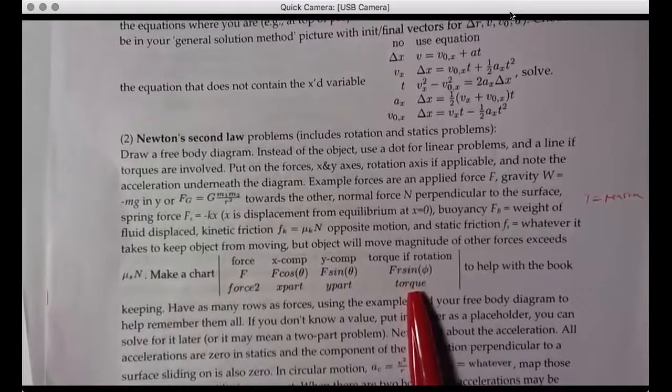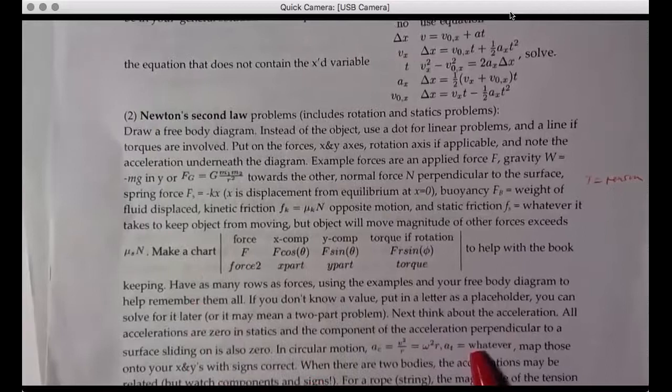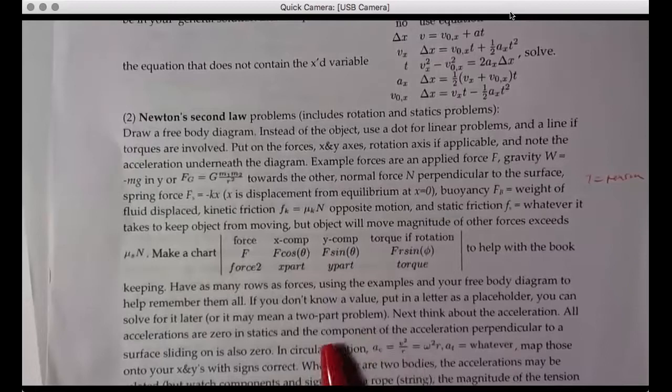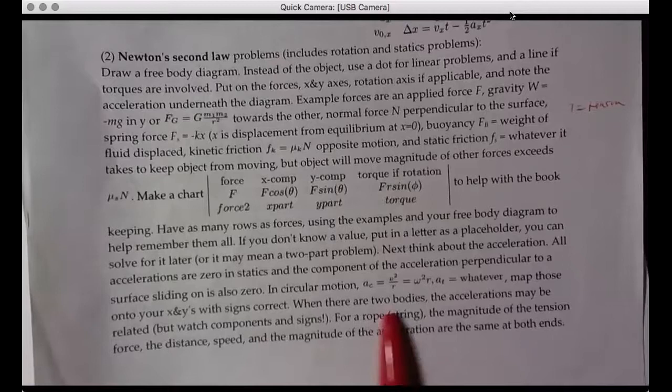And then you go looking around the problem for, okay, what are these accelerations said to be equal to? Well, remember that if you're on a flat surface, you're not bouncing, acceleration perpendicular to the surface is zero. That's common. If you're in circular motion, centripetal acceleration, that's common. If you're in statics, they're all zero. That's common. And then there's the rules of the rope. What's the same at both ends? Lots of things. And these are going to help you get through it.